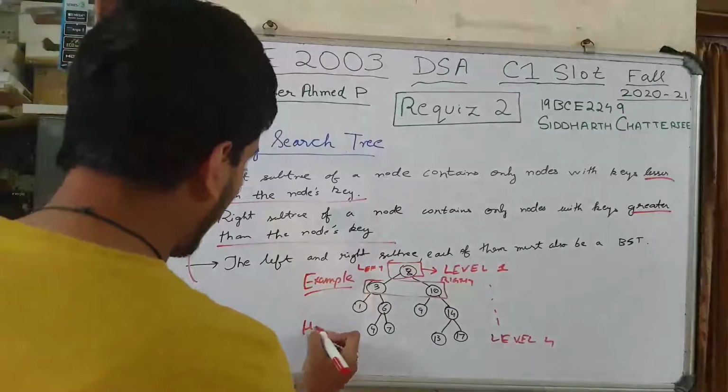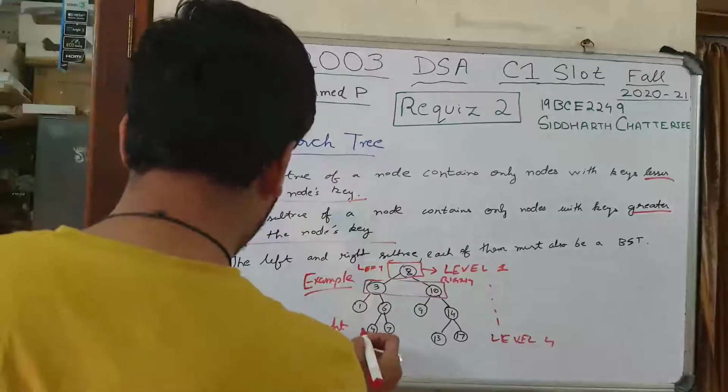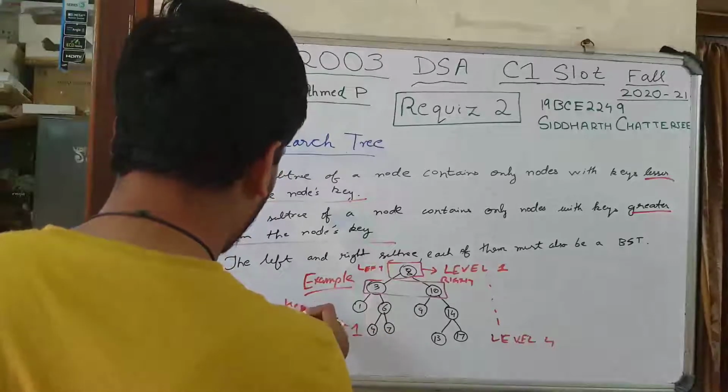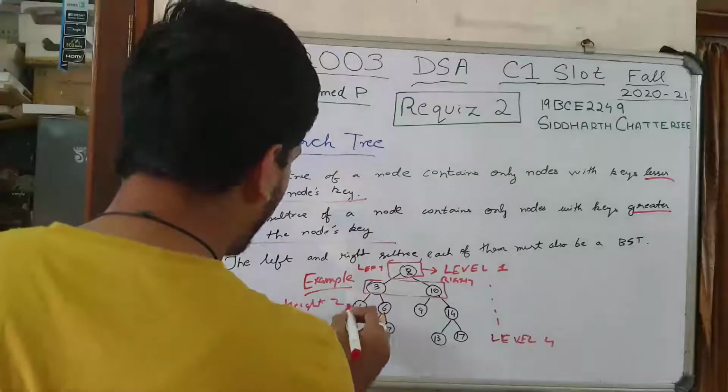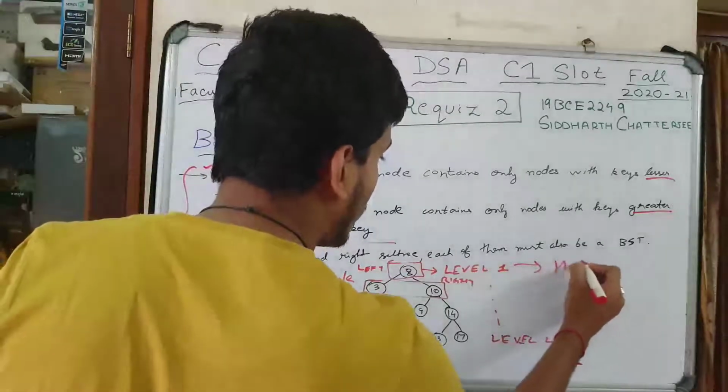Another important thing: for the height of a tree, we always go from bottom to top. So this will be height 1. Similarly, this will be height 2. This will be height 3. And level 1 becomes height 4.